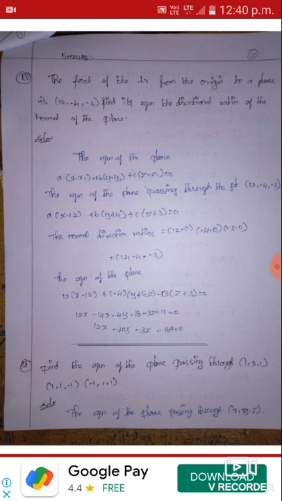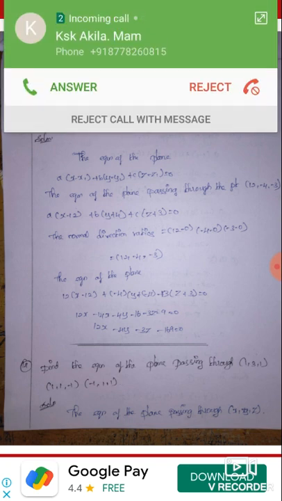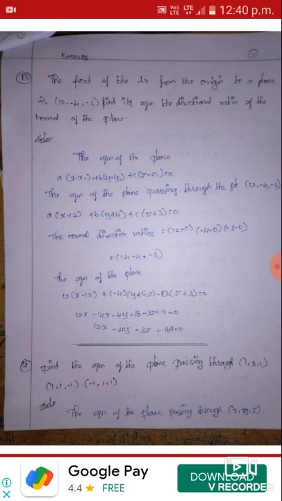Number 13th question. The foot of the perpendicular from the origin to the plane is (6, -4, -3). Find the equation. The directional ratios are normal to the plane. We know that the equation of the plane is a(x - x1) + b(y - y1) + c(z - z1) equal to 0.